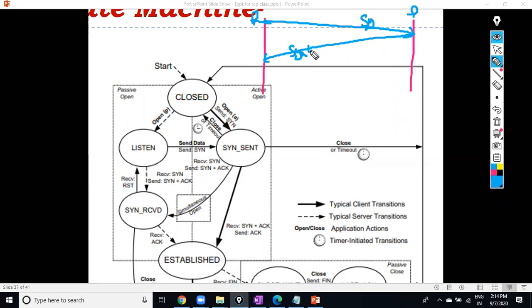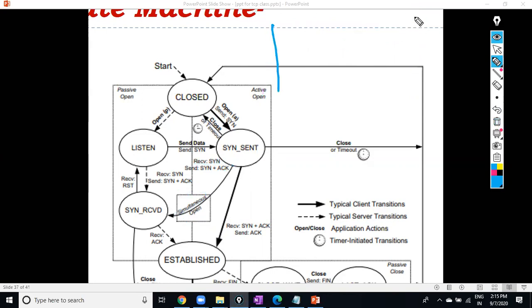Got it? This is about SYN. So what is this concept known as? When I receive a SYN at the same time, I then have to send an acknowledgement. This concept is known as simultaneous open. SYN is received there.